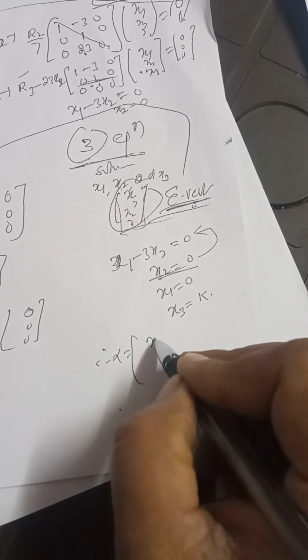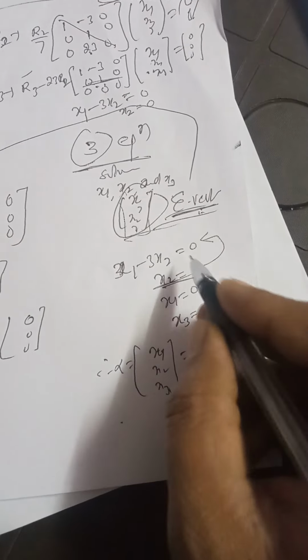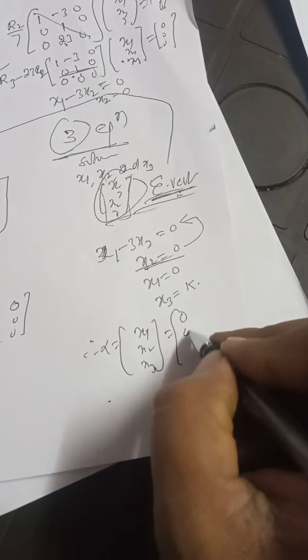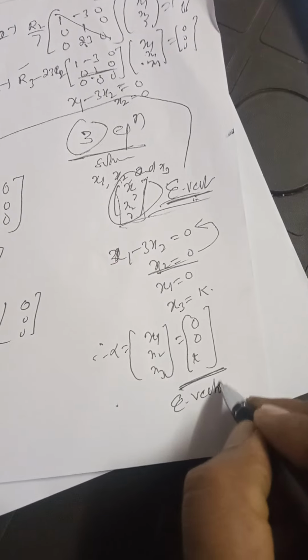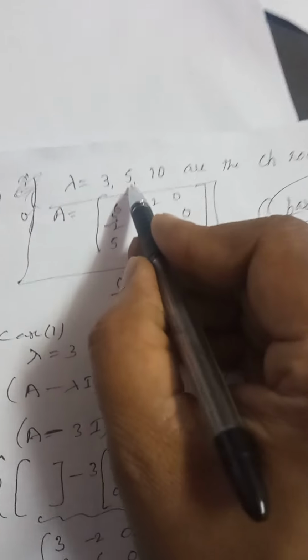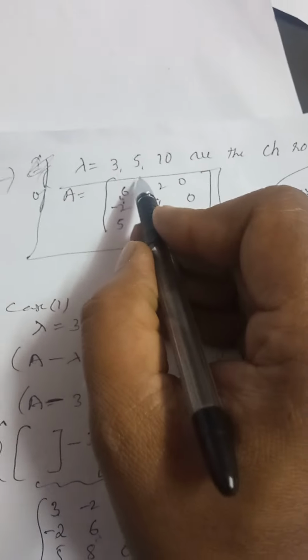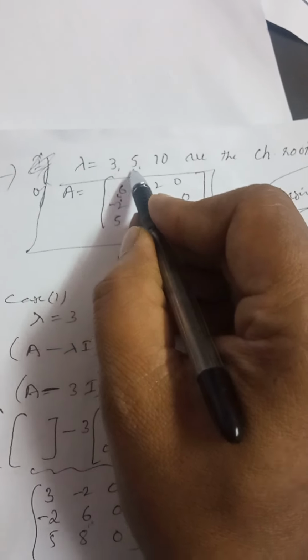Therefore, x is equal to x1, x2, x3 is equal to, what is the x1 value? 0. The x2 value? 0. x3, there is no x3, no independent, that means k. Now this is called the eigenvector corresponding to eigenvalue 3, right? Similarly, in the same fashion, we have to find the eigenvector corresponding to eigenvalue 5. Instead of 3, we have to write 5. We have to find x1, x2, x3.